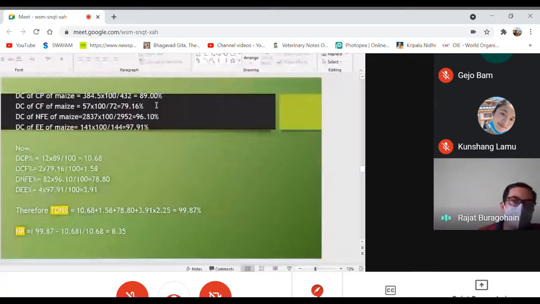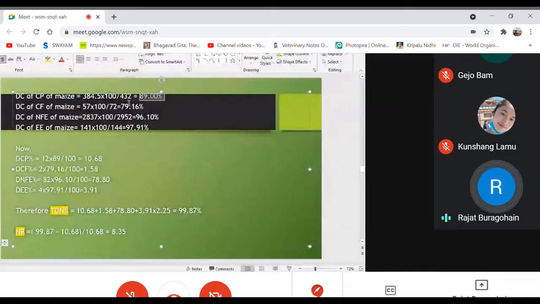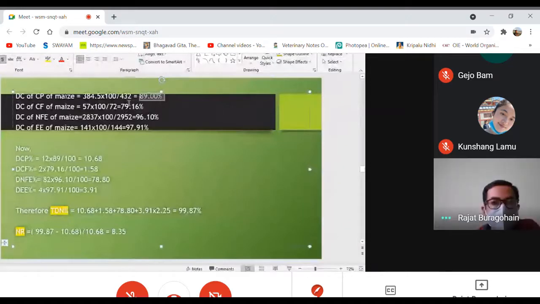Here you see 384.5 was the digested. So nutrient digested for maize 384.5. What was the intake? 432 nutrient intake. The CP intake for maize was 432, and this is the digested.